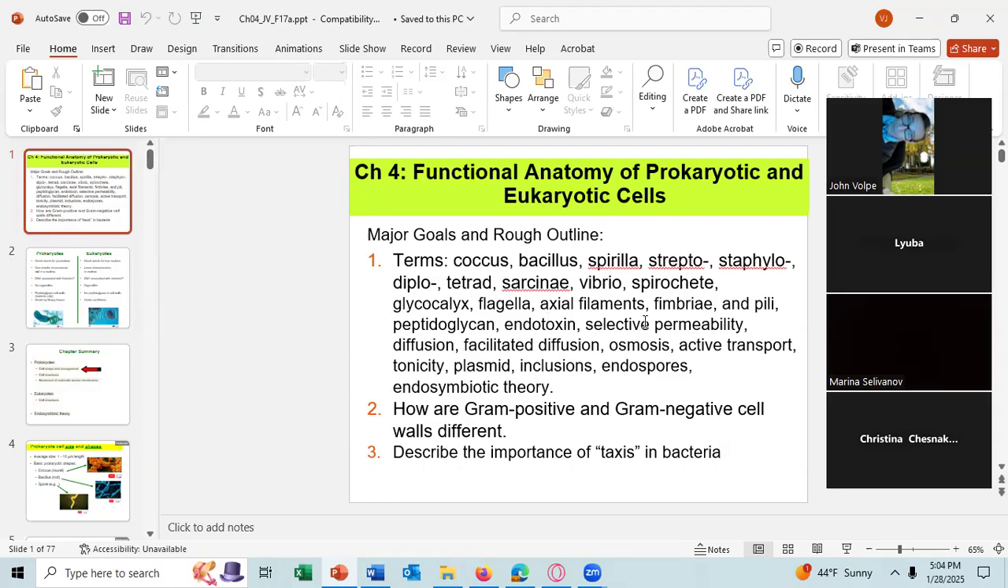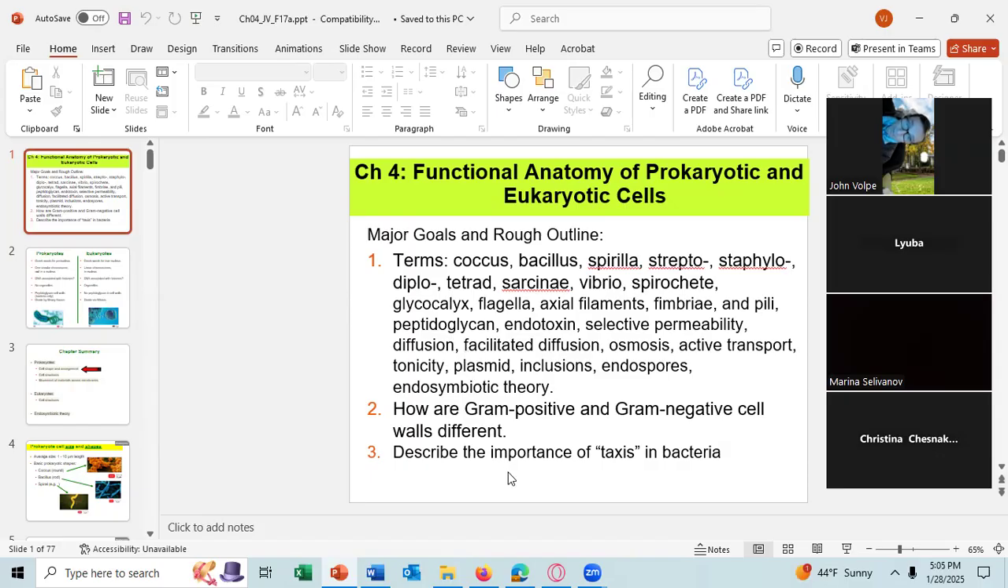What are fimbriae? What are pili or sex pili? What is peptidoglycan? What is an endotoxin? What is selective permeability? What is diffusion? What is facilitated diffusion? What is osmosis? What is active transport? What is tonicity? What is a plasmid? What are inclusions? What are endospores? And lastly, what's the endosymbiotic theory? Now, this is only the major terms.